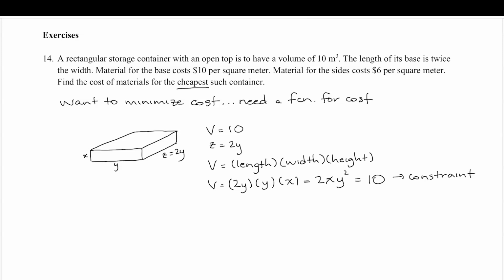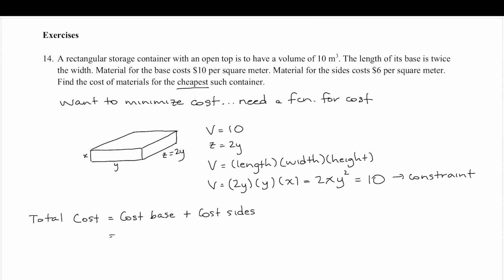One of the steps for problem solving on the first page has to do with being able to potentially solve for one variable in terms of another when you have a function in more than one variable. So we'll come back to that. Now again, we need a function for cost. So the cost, maybe I should call this total cost, is the cost of the base plus the cost of the sides, and the top is open, so there's no cost to the top.